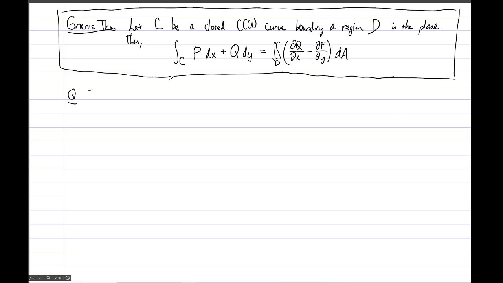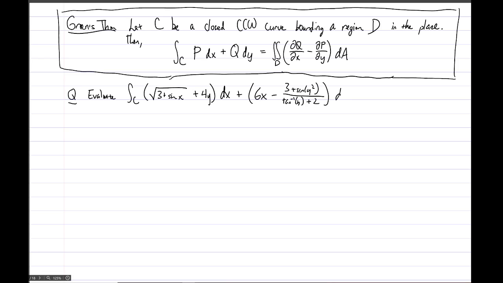Alright, so let's now try doing this. Let's evaluate the integral over C of the quantity root 3 plus sine of x plus 4y dx plus the quantity 6x minus the fraction 3 plus sine of y squared over tangent inverse of y plus 2, close parentheses, dy, where capital C is the circle x squared plus y squared equals 64 oriented counterclockwise.